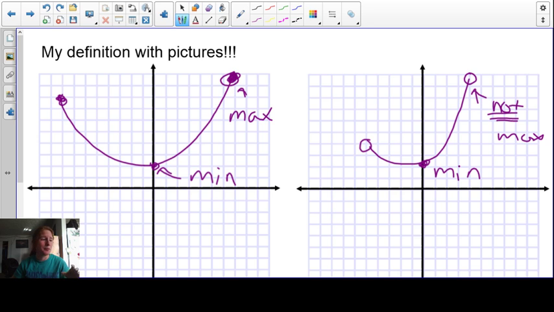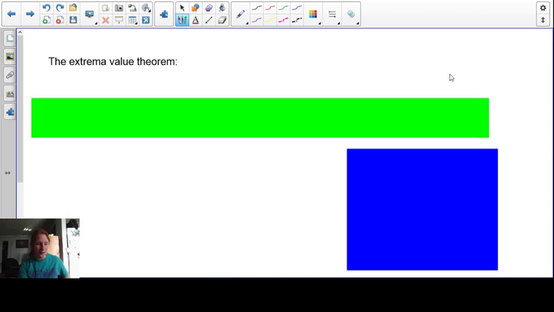So it has to be in that interval. So on the second graph here, this spot, this hole, is not a maximum. The one right next to it would be a maximum, but this part is actually not a max because it doesn't exist. Okay. Next theorem.